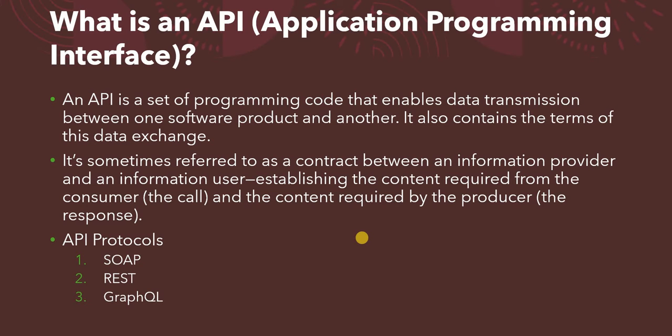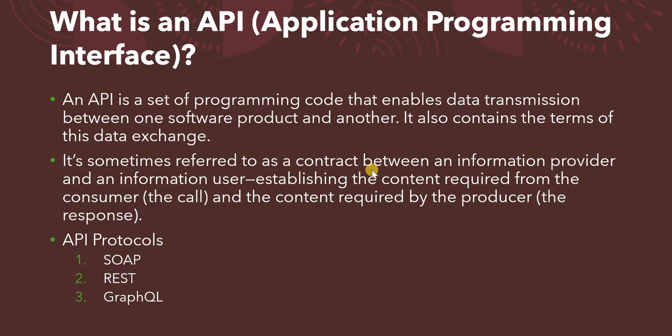Next is what is an API. API is Application Programming Interface, which is a set of programming code that enables data transmission between one software product and another. It also contains the terms of this data exchange. So basically, API is enabling data transmission from one tool to another tool. In other words, it is helping you to implement your integration.